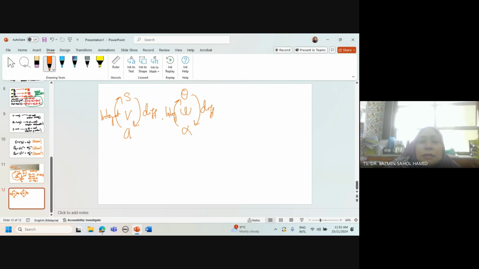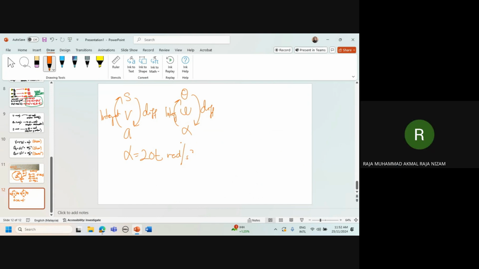Okay, so sekarang ni kita ada alpha. Alpha kita adalah apa tadi? Okay, alpha kita adalah 20T radian per second square. Kita nak ke omega, kita kena apa? Integrate ke differentiate? Boleh jawab? Integrate. Okay, kita kena integrate.